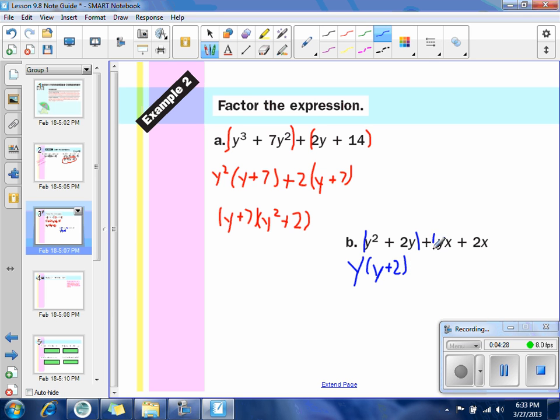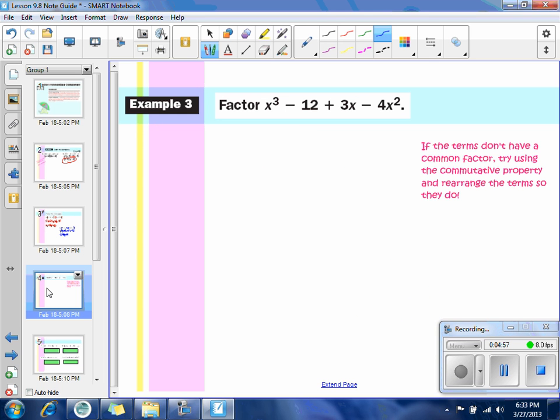And out of these two, actually what I'd factor out is an x. But I would be left with y plus 2 again. And it should work out this way. And then what your two factors would be are that y plus 2 that's repeated, and what's left on the outsides that we factored out, which is a y plus an x. And that would be your final answer.